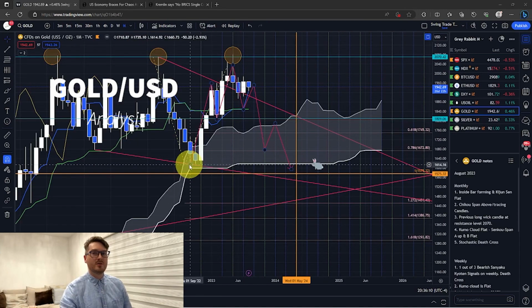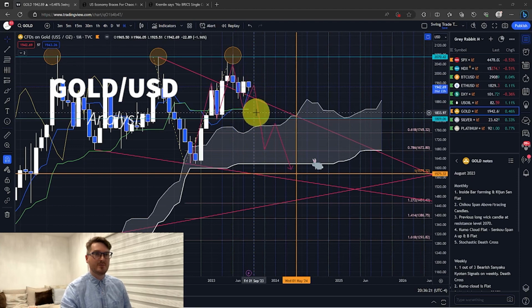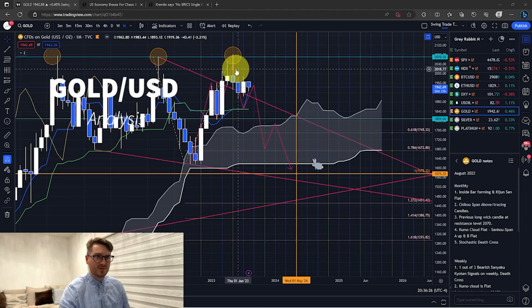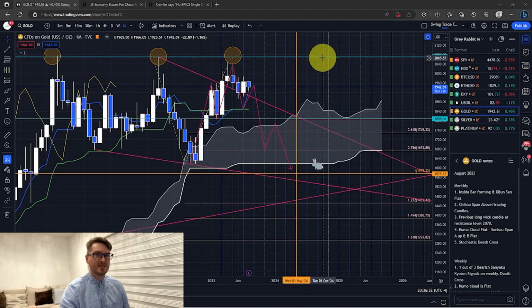Okay guys, we are on gold US dollar on the monthly chart, and as you can see, we have an inside bar forming on the monthly chart, and we have the Kijun-sen flat. So I'm expecting price to be heading back down based on these 2 factors. We also had this previous super long wick on all these candles that were resisted here at this $2,070 level.